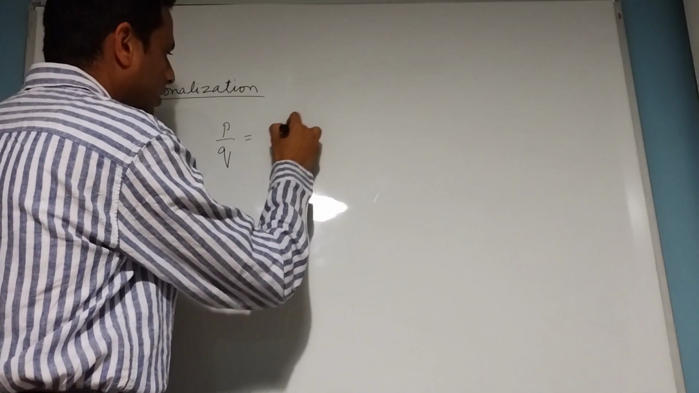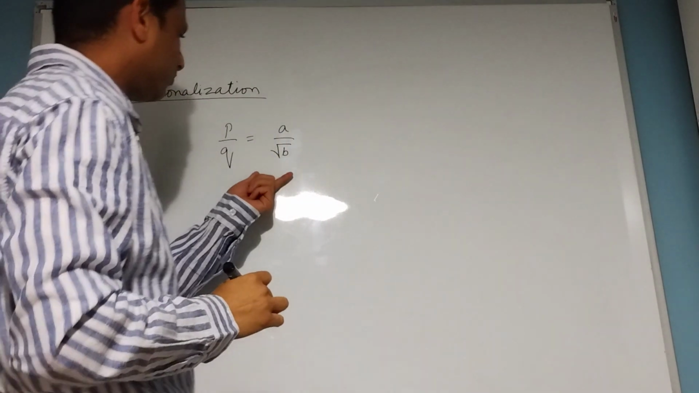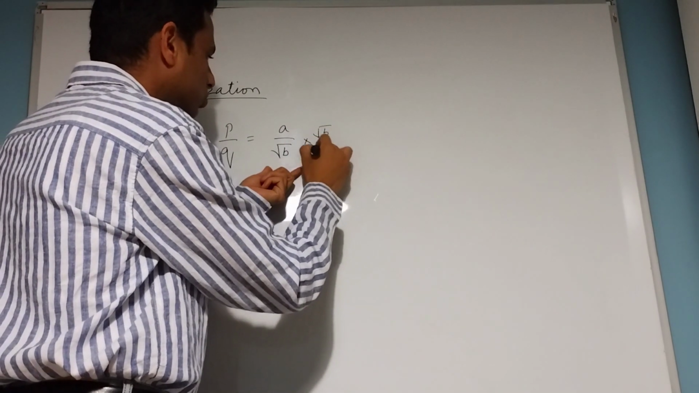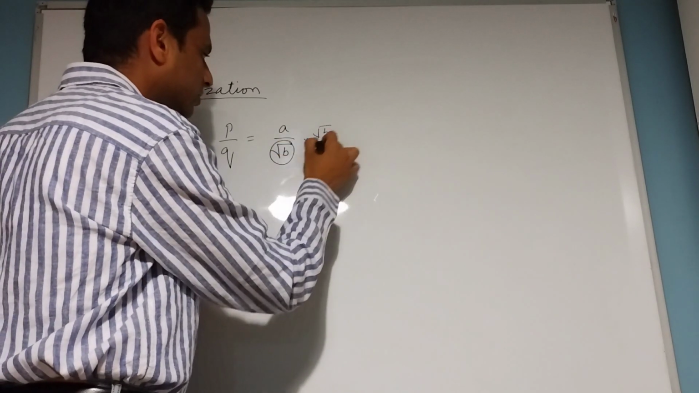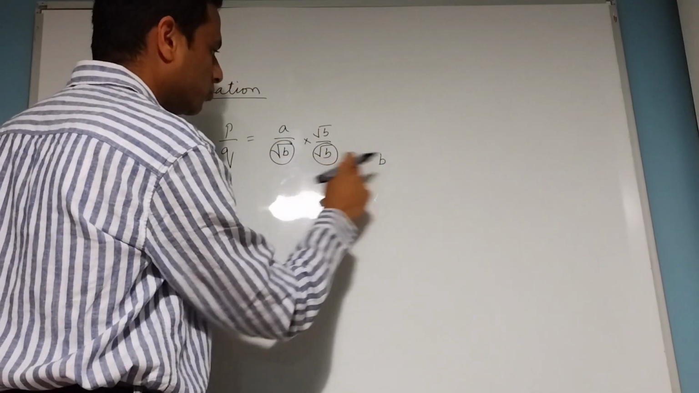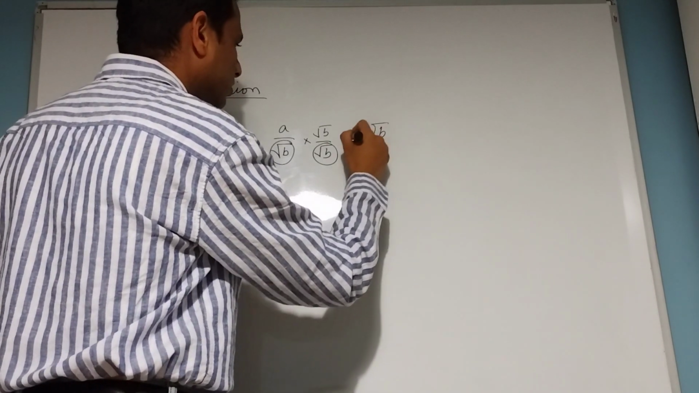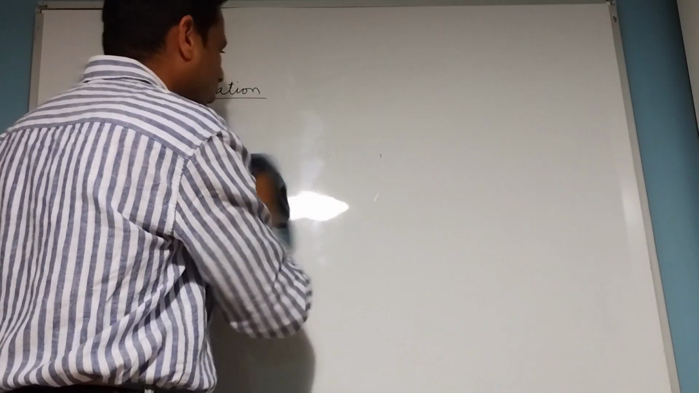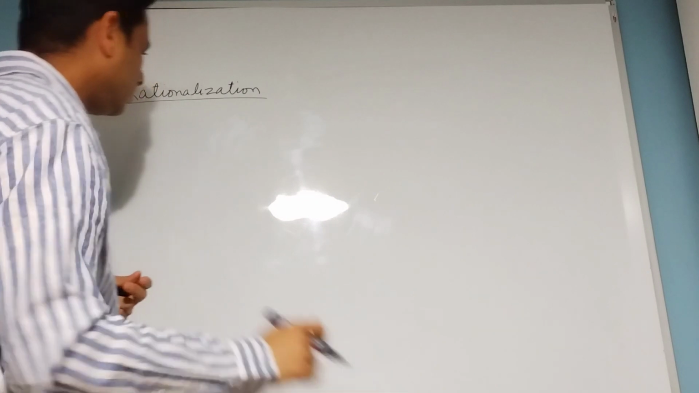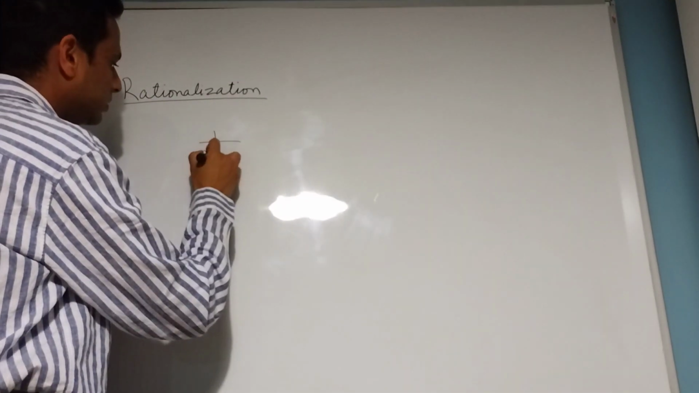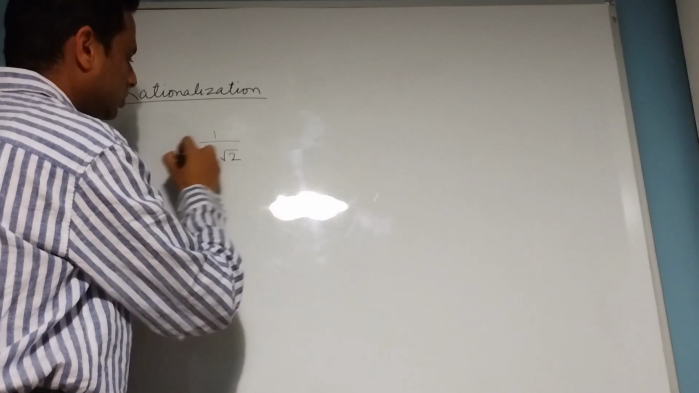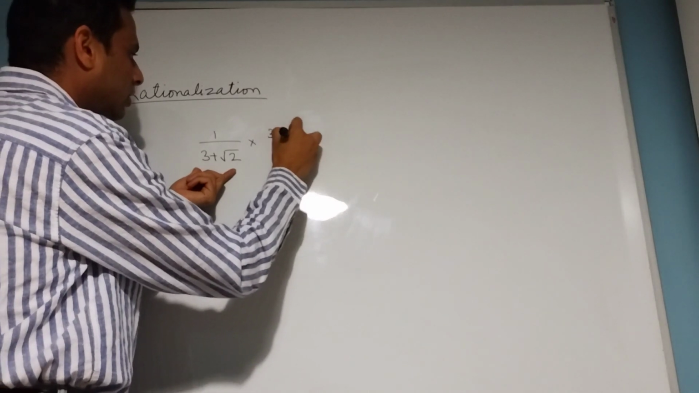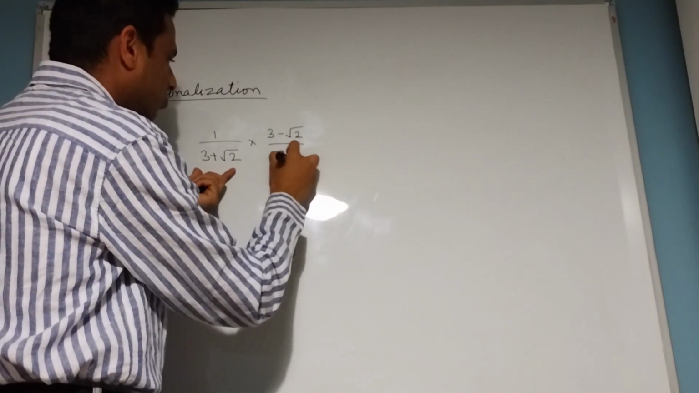For example, this is a by root b, and we talked about rationalizing this. We multiplied and divided this by the same root b, so that root b times root b becomes b, and this is a root b. We talked about rationalizing the denominator by changing the sign and multiplying and dividing by the same number. For example, 1 by 3 plus root 2. If you want to rationalize this, you multiply and divide by the opposite sign.